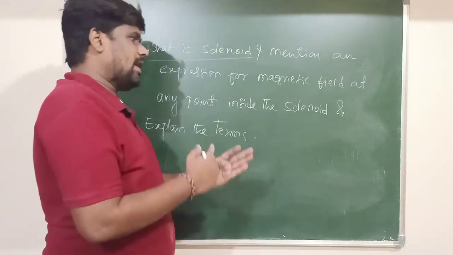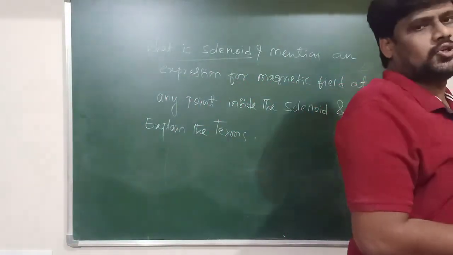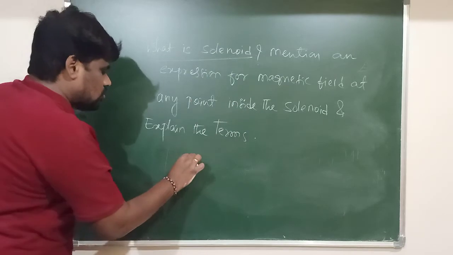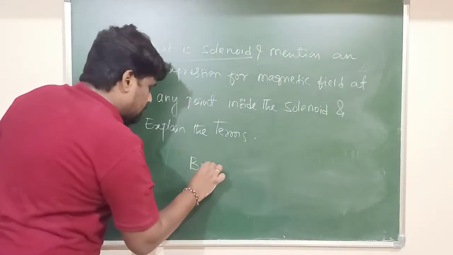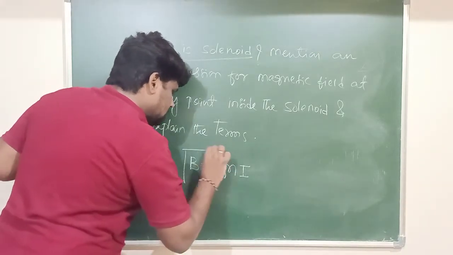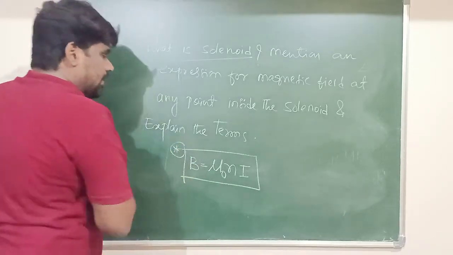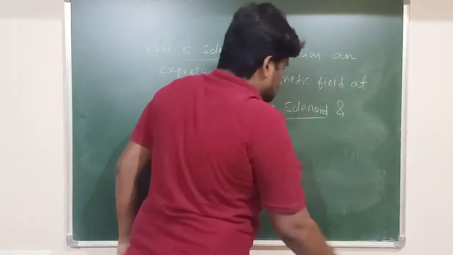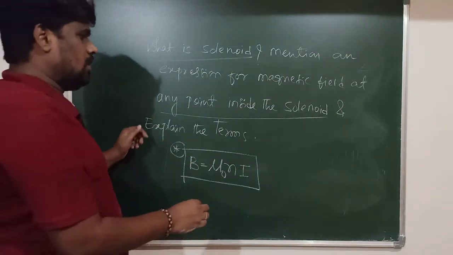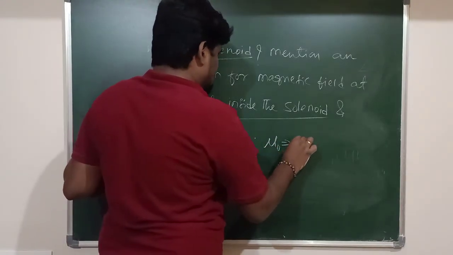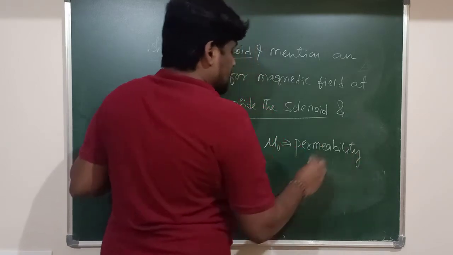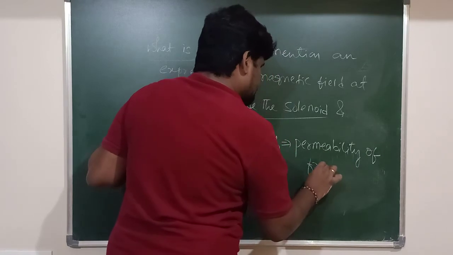Very interestingly, the magnetic field at any point inside the solenoid is constant. It is given by the formula B equals μ0 n I. The expression for magnetic field at any point inside the solenoid is given by μ0 n I here. What is μ0? μ0 is called the permeability of free space.